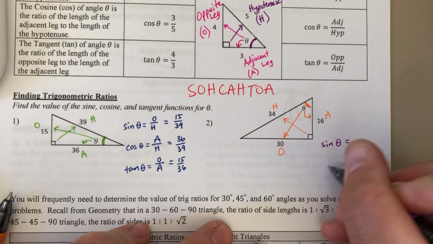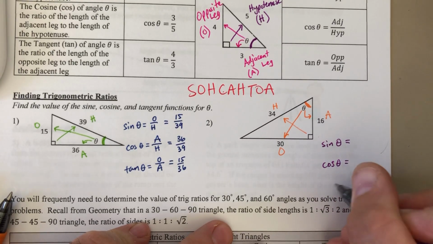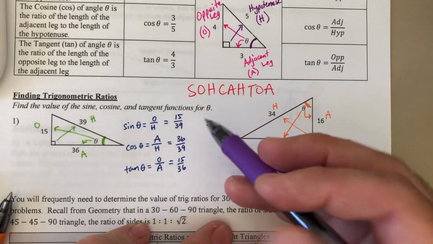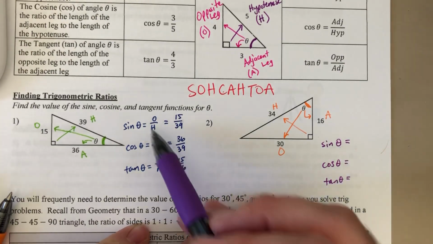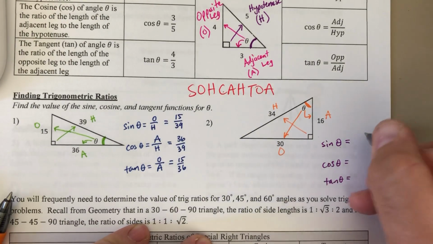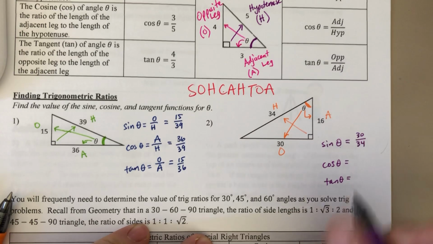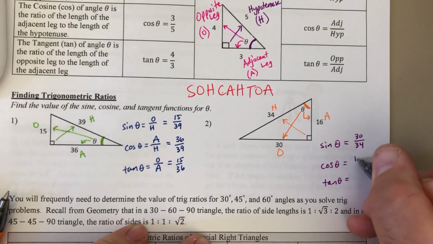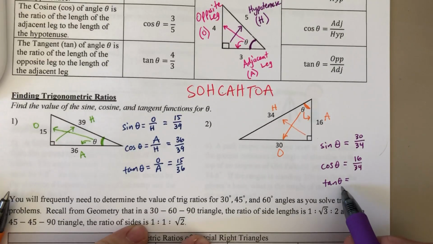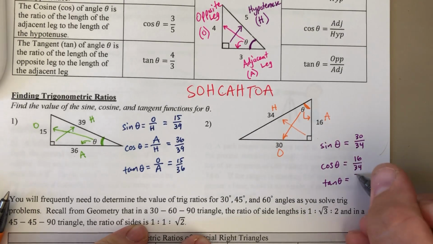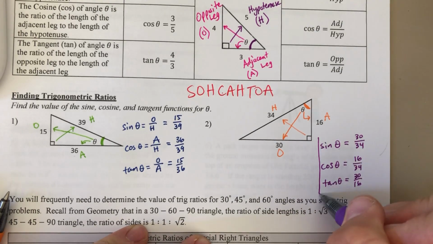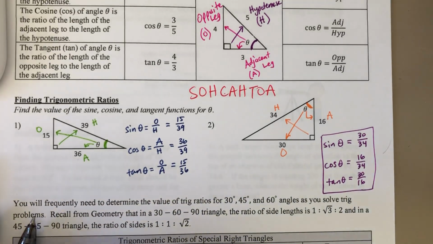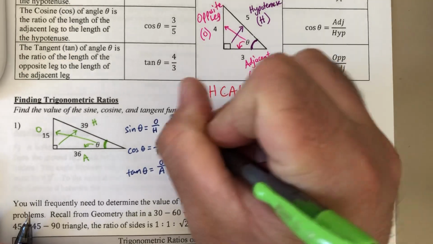Sine of theta, cosine of theta, and tan of theta. I'm going to skip the O, A, and H stuff since you know what we have to do. So sine theta is O over H, 30 over 34. That's the ratio. Cosine of theta, A over H, 16 over 34. And tangent of theta, O over A, 30 over 16. So there you go. Back over here, if we wanted to circle those in, those are our ratios.